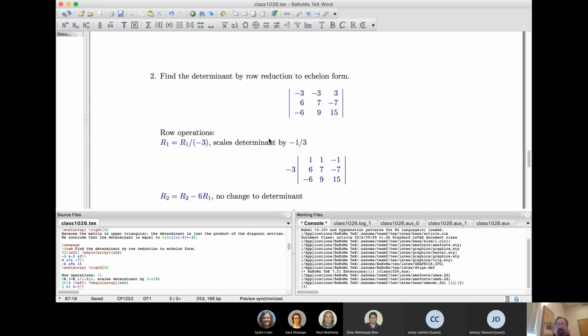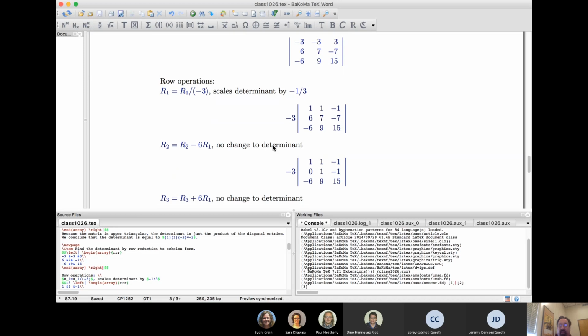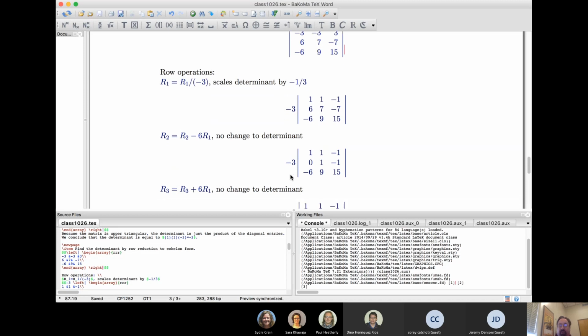Any row operations I perform that change the determinant, I have to account for out here. But remember, if you multiply a row by a scalar, put 1 over that scalar out here, that way you're still working on the determinant of the original matrix. And then I can continue the elimination. So I'll subtract 6 times this row from the second row. That kind of operation doesn't change anything. So this -3 is still sticking around from the first row operation, but there's nothing new.